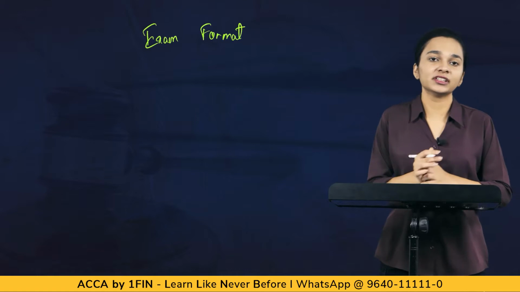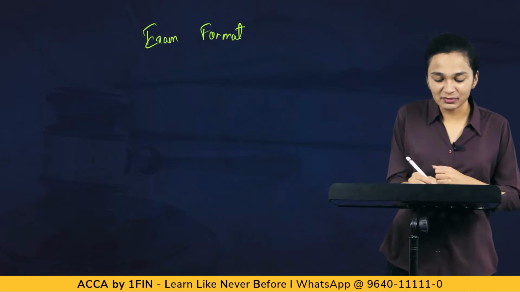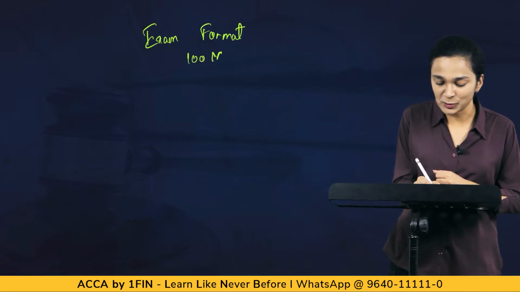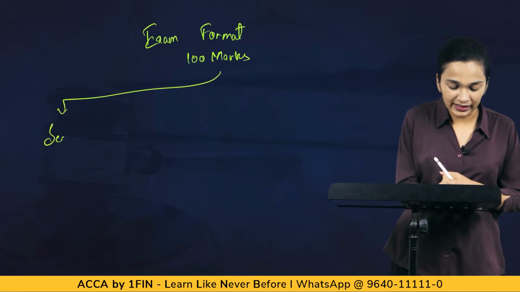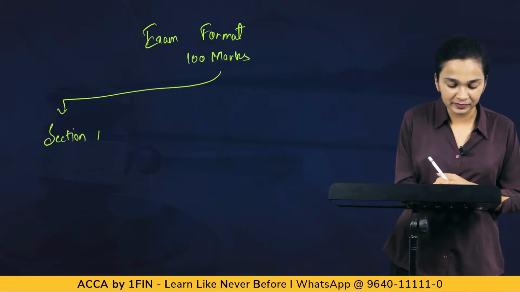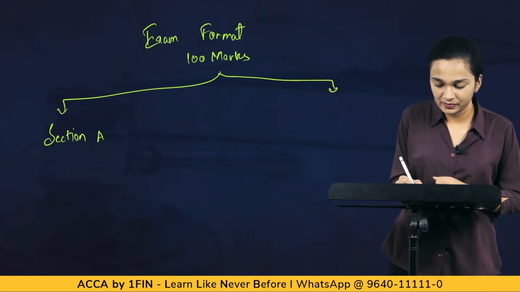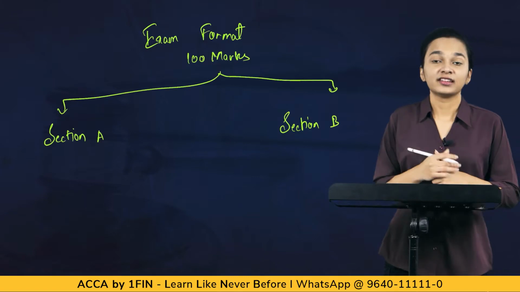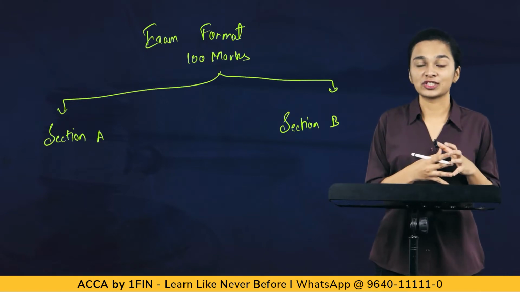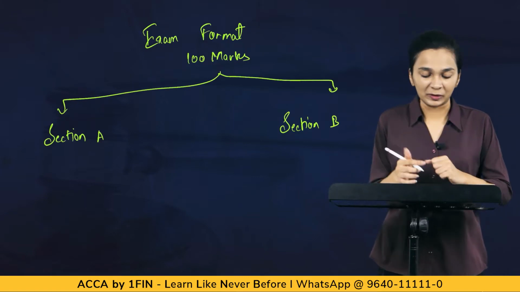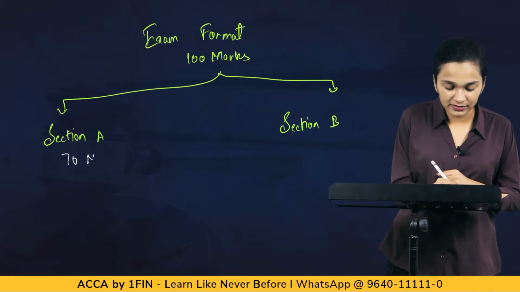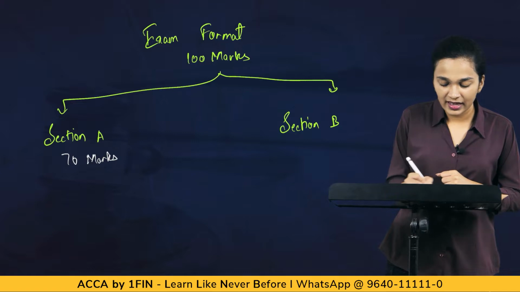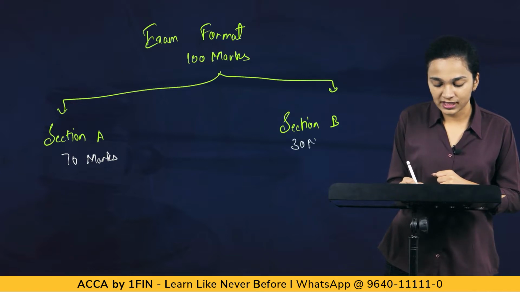So talking of the examination paper pattern or exam format, your paper, obviously of 100 marks, is divided into two sections, section A and section B. Now talking of what is covered under section A and what is covered under section B: section A would comprise 70 marks and section B would comprise 30 marks.